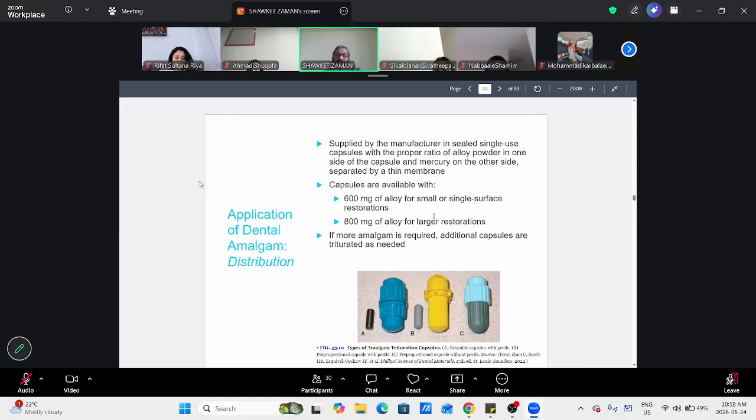As you can see here, we call it the capsule. These are the capsules which contain the amalgam. They come sealed, single use or double use depending on the capsule size. If they contain 600 milligrams, that is only for a small tooth or small restorations, and 800 milligrams can be used for large restorations. Interestingly, if more amalgam is required, additional capsules can be made together. That is one of the advantages of amalgam restorations.